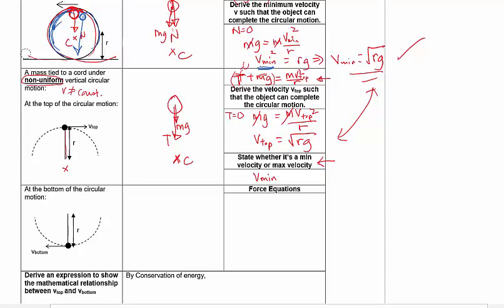Okay, let's look at the case where the mass is at the bottom now. When the mass is at the bottom, the weight is still downwards, but what is the difference now? Tension is upwards now, and the center of the circle is here. So in other words, the tension is towards the center of the circle.